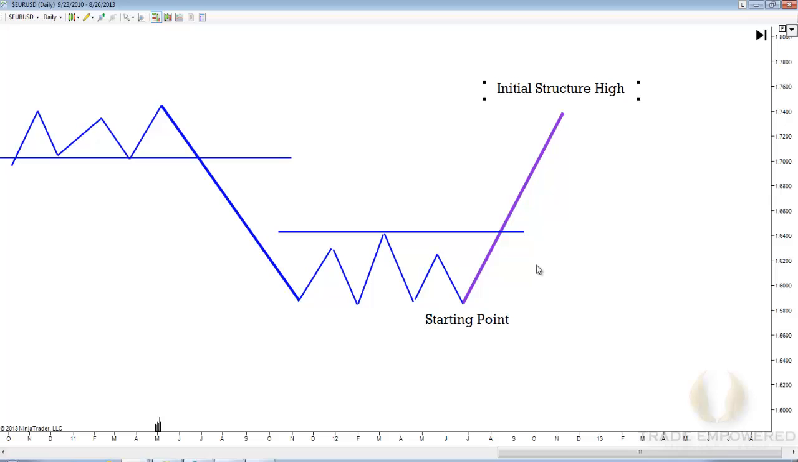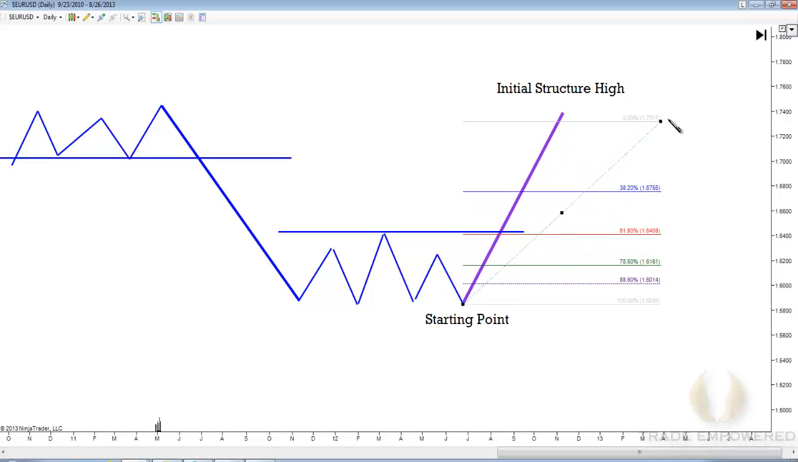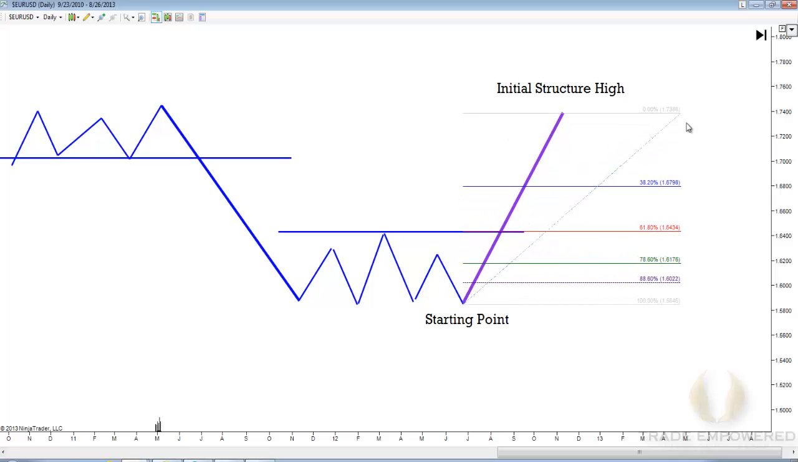How will we use the Fibonacci retracement tool on this? Well, we go from our starting point, so our swing low, to our swing high. And this is how we measure the level of our retracements. So let's take a look at this on an actual price chart.